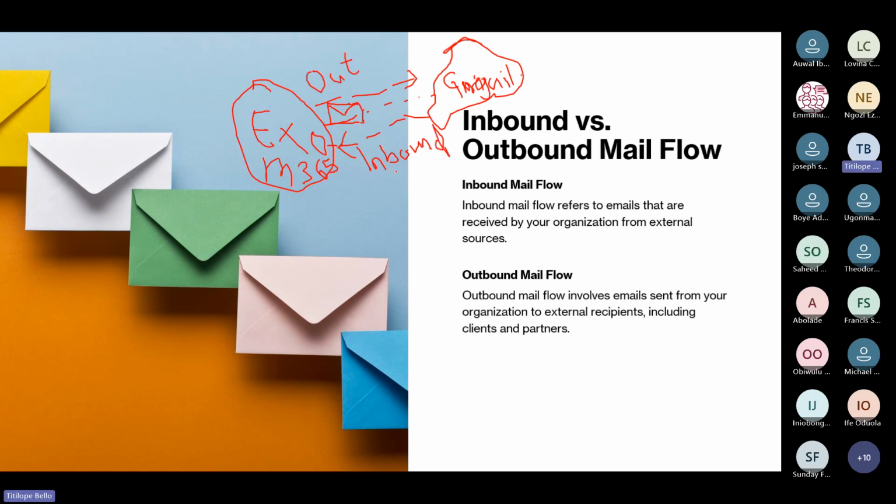So going from Gmail to Exchange Online is called inbound. It's on the inbound direction. The server is receiving it, so it means the email is coming into it. And going from Office 365 or Microsoft 365 to Gmail, it is called outbound. The email is leaving Exchange Online to another messaging server. So that's the difference between the two mail flow types that we have in Exchange Online.